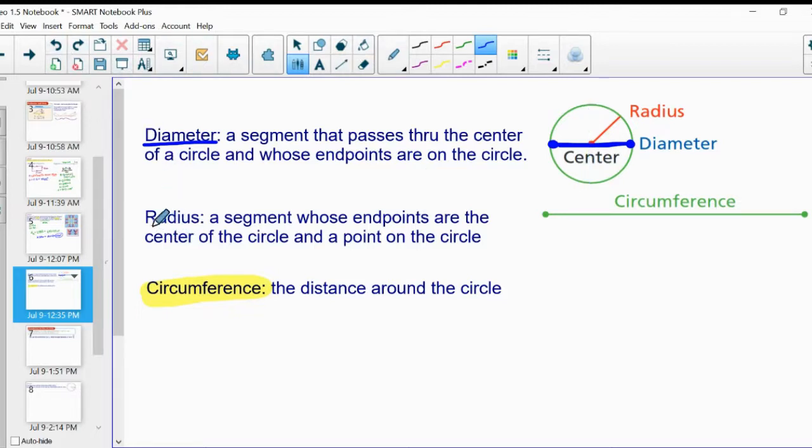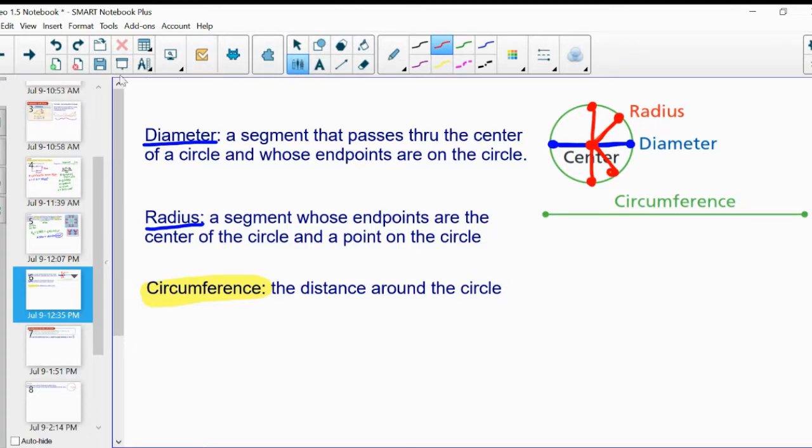The radius is then half of that length. Notice it's just now starting at the center. So one of the ends is on the center, and then it goes out to the circle. Think about just one hand of a clock going from the center up to 12, or from the center going down to 5 or down to 6. Those are all radii, which is the plural of radius. Those are all different radii of a circle.